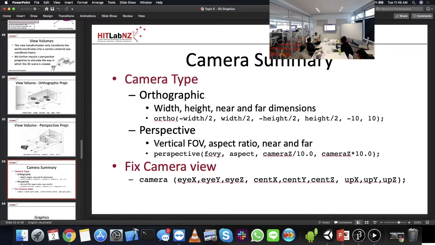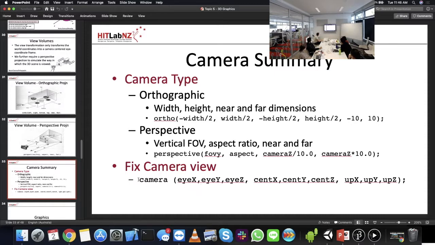So parallel lines will converge, and objects which are further away will appear smaller. And that is basically set up by knowing the field of view, usually the vertical field of view, so the field of view of Y, the aspect between width and height, and then the near and far planes.